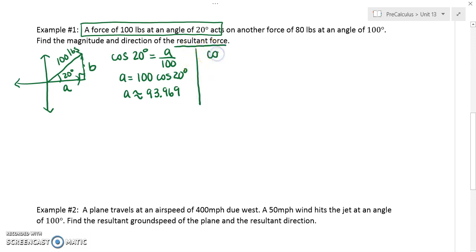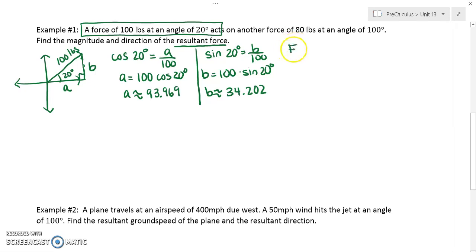So it's not cosine, that's not true. Since it's B, then we're doing opposite over hypotenuse, so that's sine. Sine of 20 degrees equals opposite, which is B, over hypotenuse, 100. So B equals 100 times sine of 20 degrees. And B is approximately 34.202. Now, I always like to double check my triangles in quadrant 1. A and B are both positive.